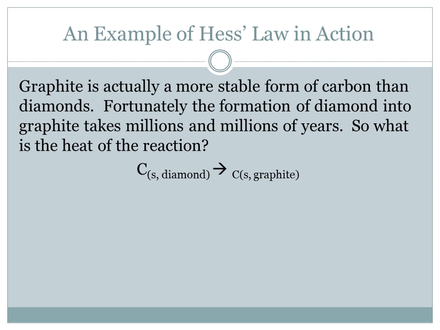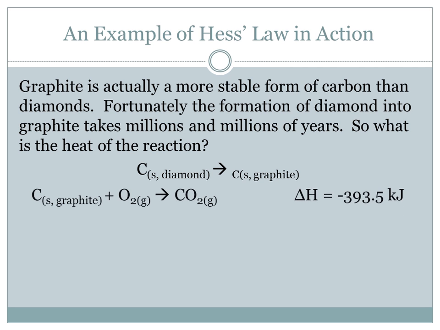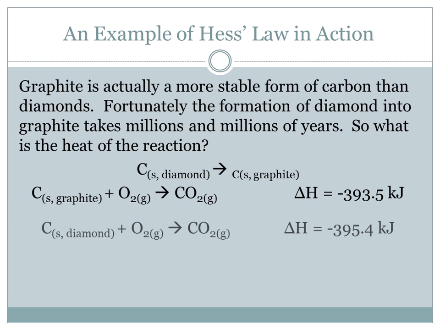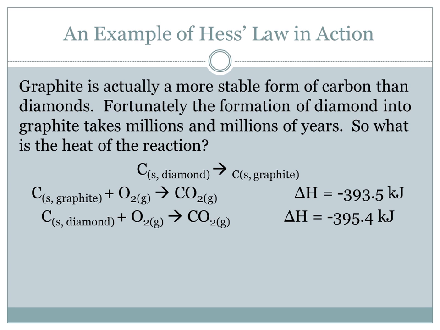And what we're going to be doing here is changing carbon from diamond into carbon graphite, and this is the overall equation that we're going to be looking for. But I don't have any values of delta H for this. I do have delta H of formations of carbon dioxide from graphite plus oxygen, having a delta H of negative 393.5 kilojoules. So we're taking graphite plus oxygen and making carbon dioxide. Or we can take diamond plus oxygen and make carbon dioxide, and that has a delta H of negative 395.4 kilojoules.